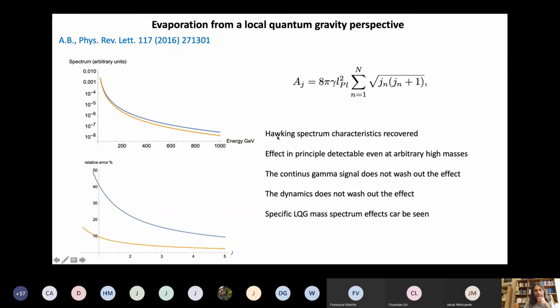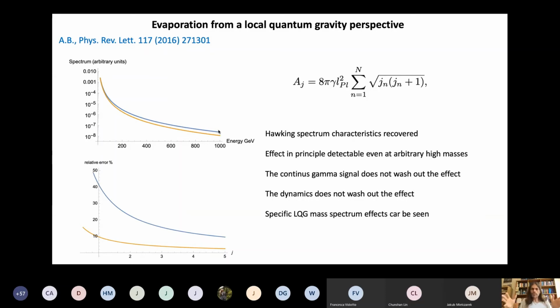And the interesting point is that I have also calculated the background of gamma rays coming from the decay of neutral pions, because if we have a line structure, it will be very easy to see from the direct emission of gamma rays from the black hole. But the problem is that the black hole also emits quarks, and the quarks form hadrons, and the hadrons do decay, and the decay of hadrons produces a continuum background of gamma rays.